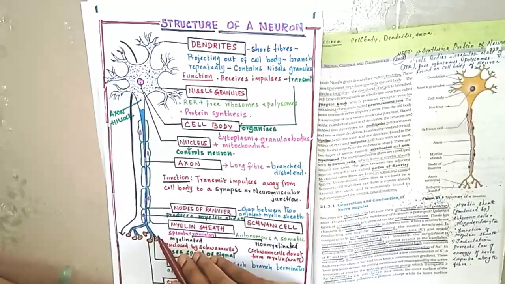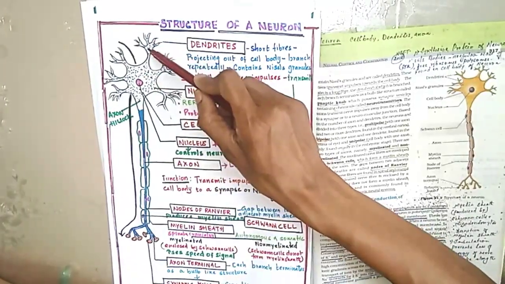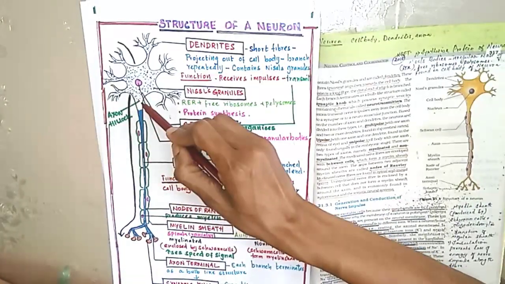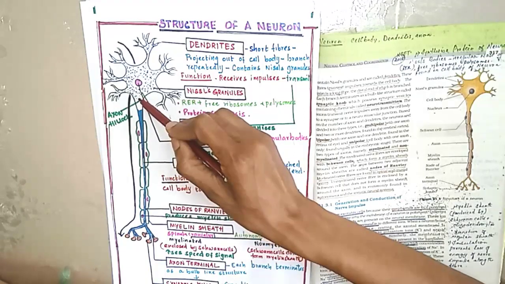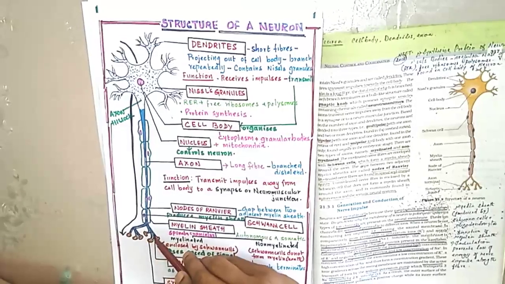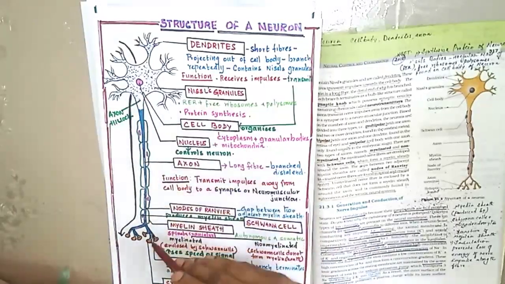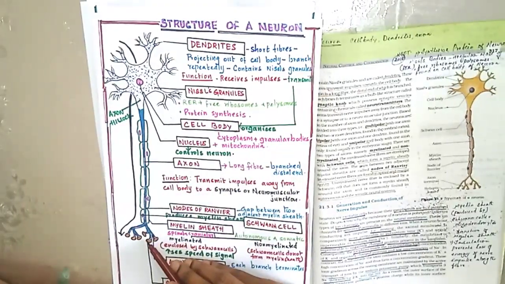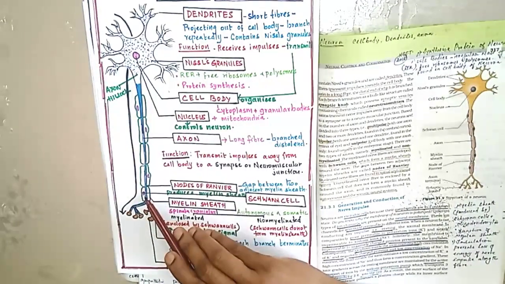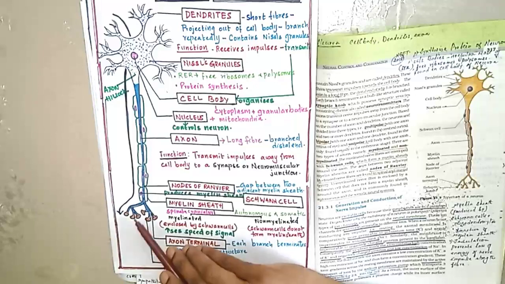The function of the axon is to transmit impulses away from the cell body to a synapse or neuromuscular junction. The impulses are received by the dendrites and transmitted to the cell body, and here, this is called the axon hillock. This is the place where the action potential develops. The action potential travels throughout the axon fiber and reaches the ends of the axon. So the axon transmits the impulse from the cell body to a synapse or neuromuscular junction. A synapse means the junction between two neurons. Here there will be another neuron. The action potential travels throughout the axon and reaches the synapse, the junction between two neurons.